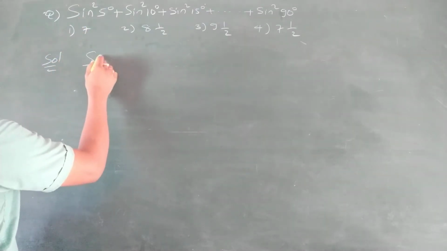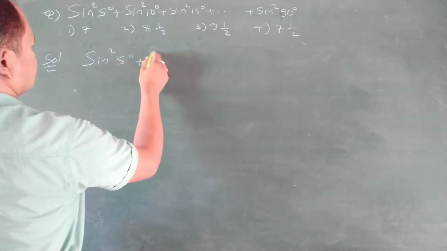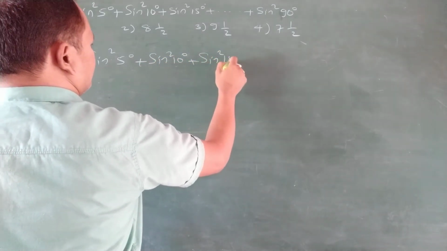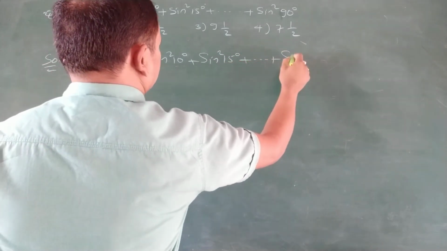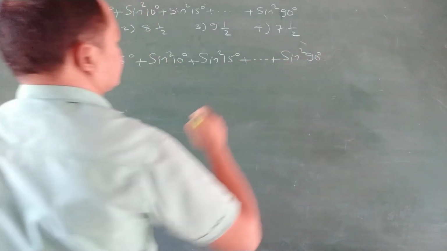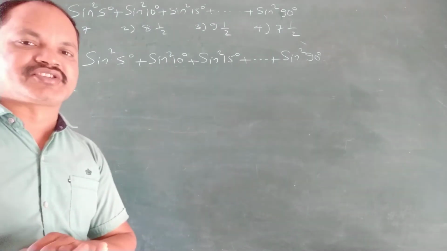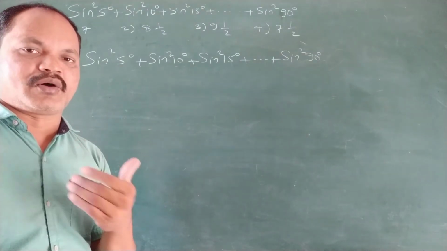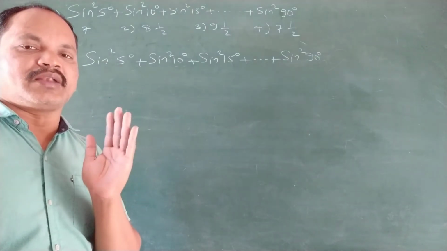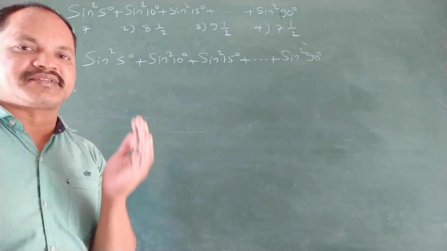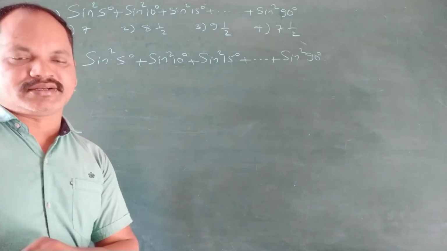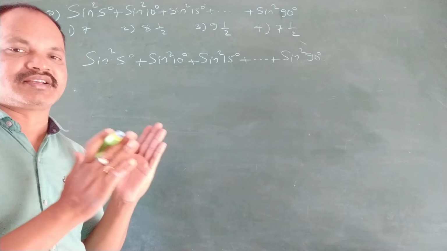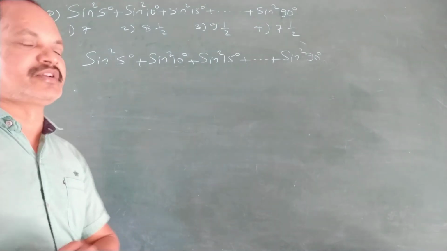Take sin square 5 degrees plus sin square 10 degrees plus sin square 15 degrees plus so on plus sin square 90 degrees. Actually this question depends upon the complementary angles. We know that if alpha and beta are complementary angles, then alpha plus beta is 90, and at the same time sin square alpha plus sin square beta is 1. That means if the sum of the angles is 90, then sin square alpha plus sin square beta is 1.